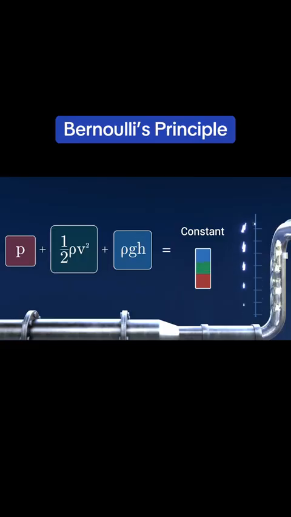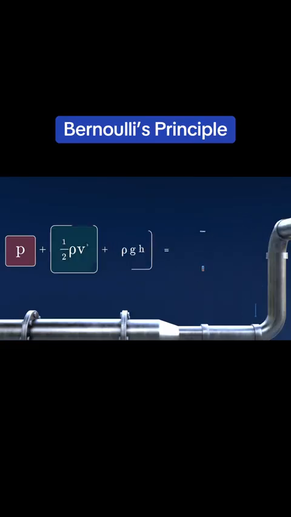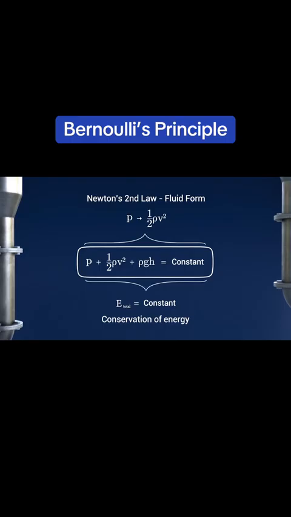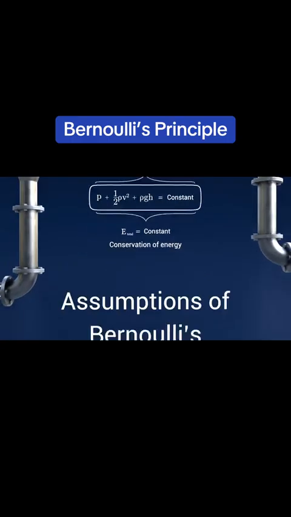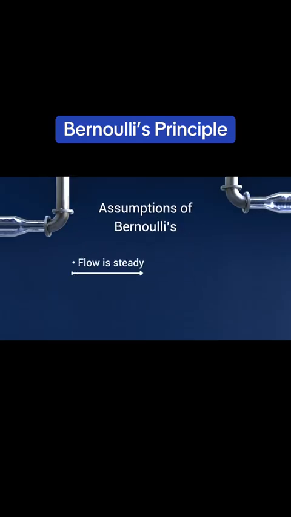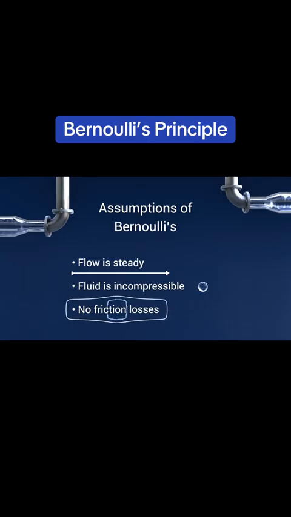Before applying the equation, it's important to understand where it comes from. Deriving Bernoulli's equation. The Bernoulli equation for incompressible fluids can be derived by either integrating Newton's second law of motion or by applying the law of conservation of energy via the continuity equation. Assumptions of Bernoulli's. When deriving Bernoulli's, the following assumptions must be made. The flow is steady. Nothing changes with time. The fluid is incompressible. It has a constant density. There are no friction losses, so no energy is lost as heat.